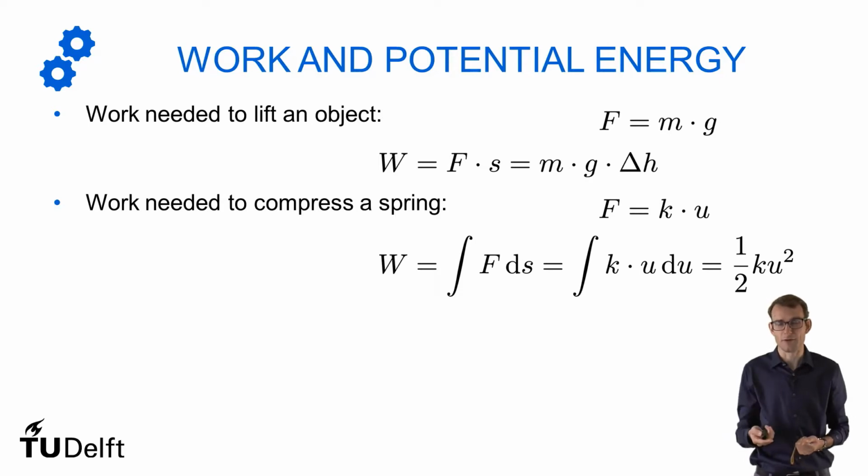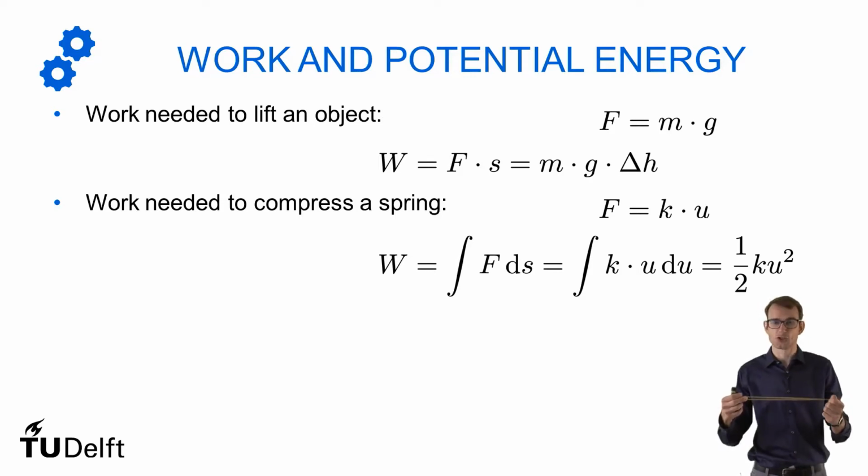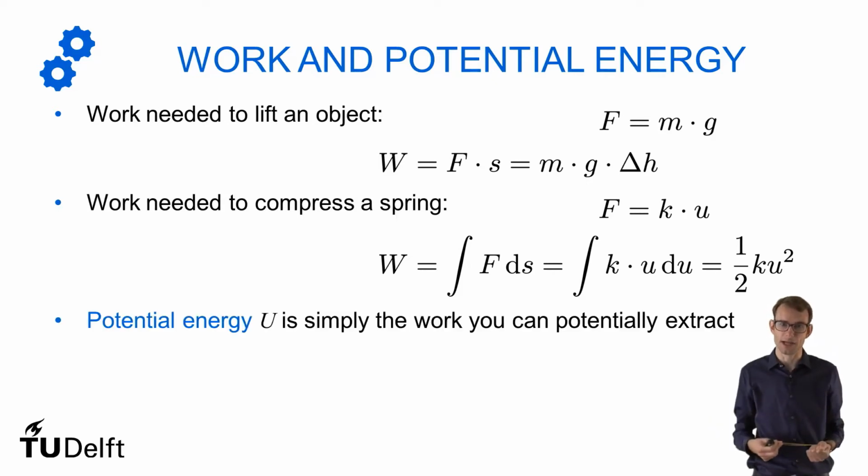Now, this is a linear function. Integrating a linear function is fairly straightforward, and we get a quadratic function. So the work that I need to do to extend this rubber band up to some distance u is a half times the spring constant times the distance u squared. Now, when I've extended this rubber band, the work has not gone away. It's stored in the deformation of the rubber band. The rubber band has gotten what's known as potential energy.